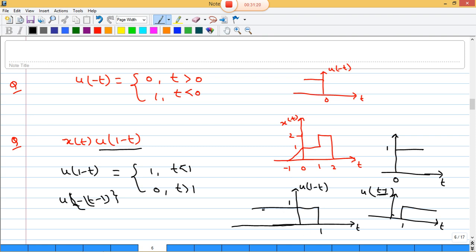Now just multiply this signal by this signal. So the remaining part will be 0. After 1, the remaining part will be 0. So this part will be 0. And so what will be the result here? The result will be like this. This is 1, this is minus 1, this is 1. So this is x of t times u of 1 minus t.